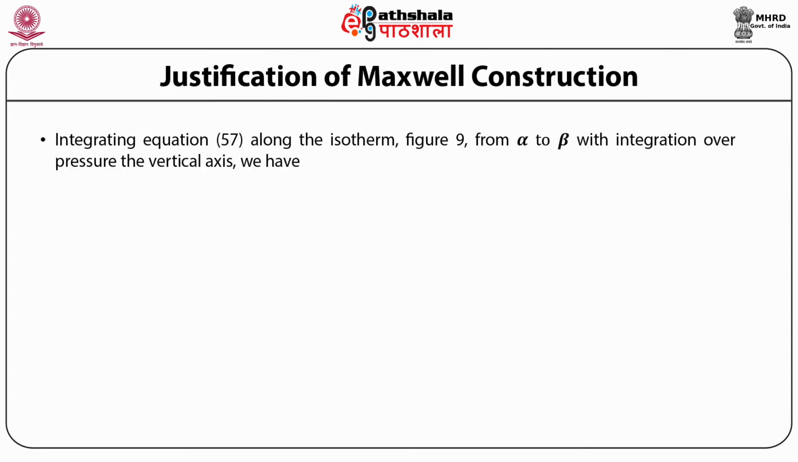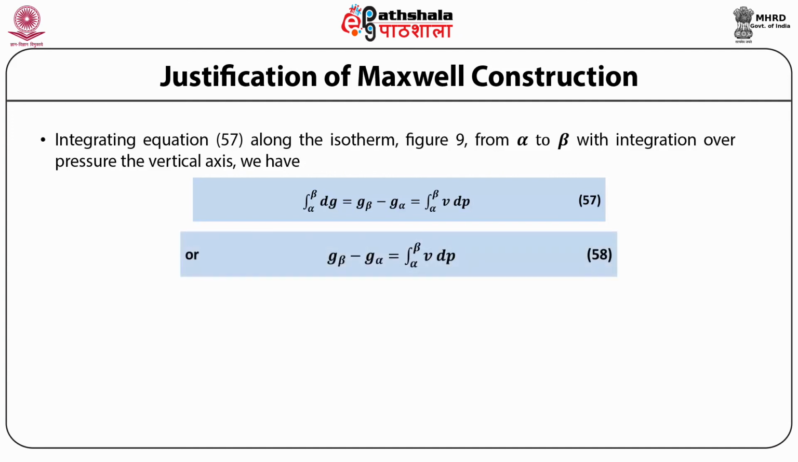Integrating equation 56 along the isotherm, figure 9, from alpha to beta, with integration over pressure, the vertical axis, we have the integral from alpha to beta of dG, which is G beta minus G alpha, is equal to the integral from alpha to beta of V dP.